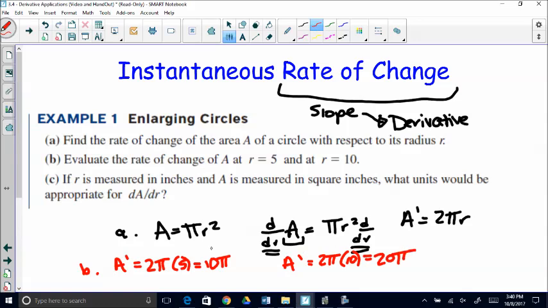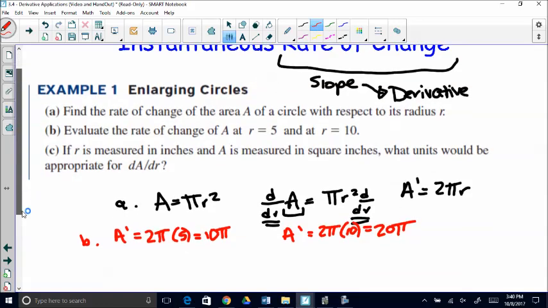And then, last but not least, if r is measured in inches and A is measured in square inches, what units would be appropriate for dA/dr? So, our area is square inches, so we would be measuring in inches squared per inch. So what this is saying, how does the area, which is inches squared, change for each inch of the radius? So inches squared per inch.